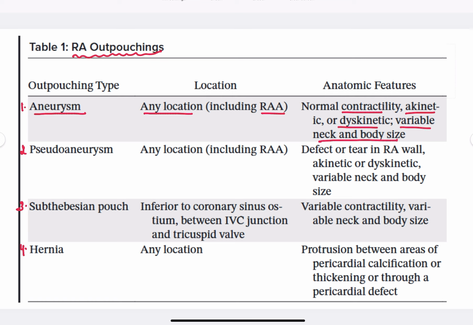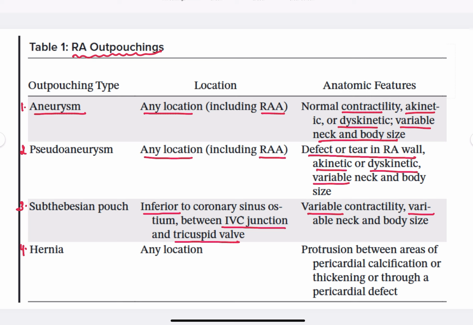Again, the pseudoaneurysm can arise from any location, including the right atrial appendage. Sometimes we can see a defect or tear in the right atrium wall, and it can be akinetic or dyskinetic with variable neck and body size. Now the Subthebesian pouch is inferior to the coronary sinus ostium between the IVC junction and the tricuspid wall. It has variable contractility with variable neck and body size.